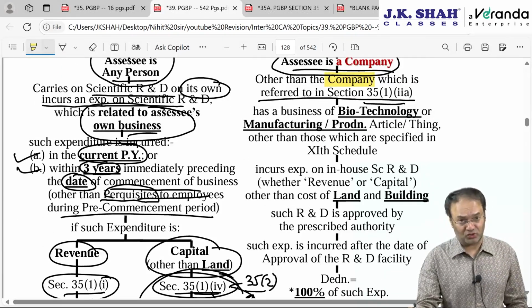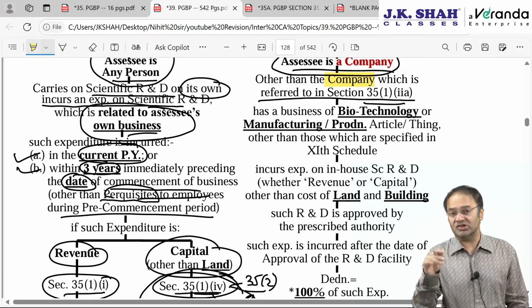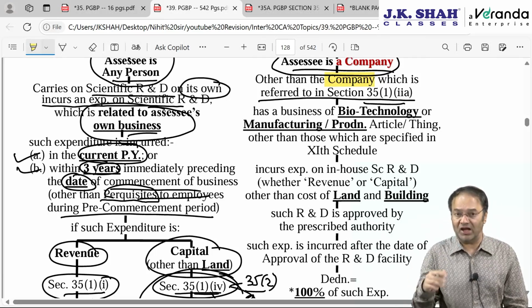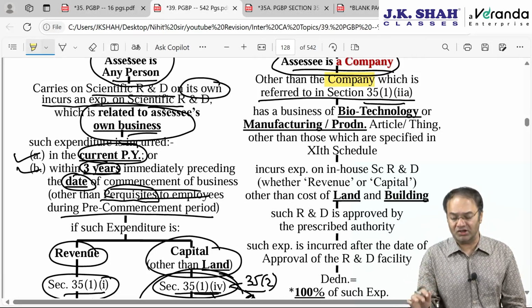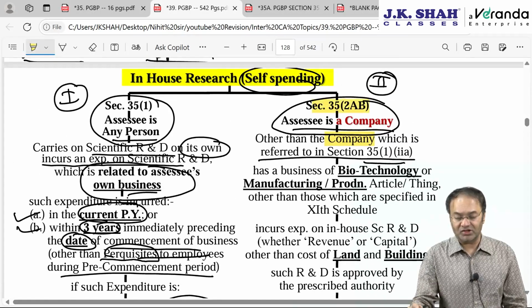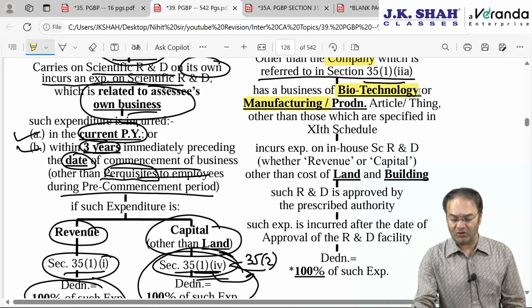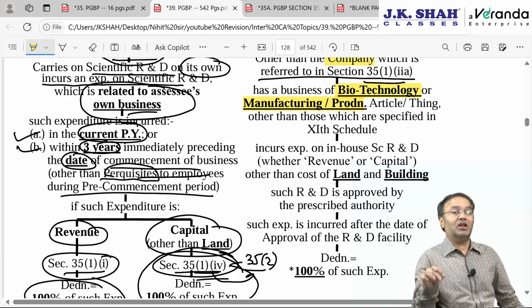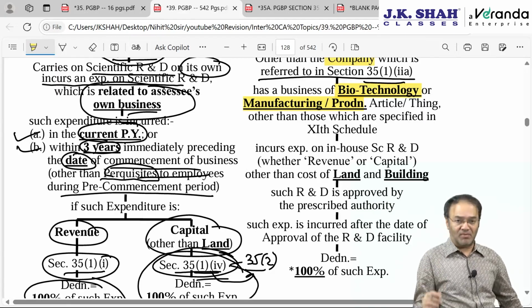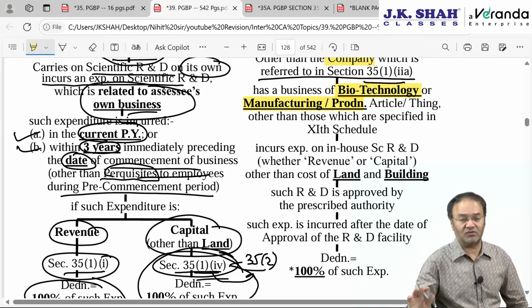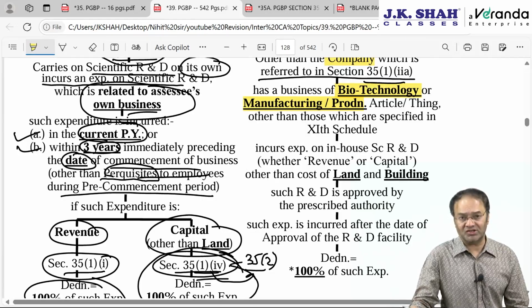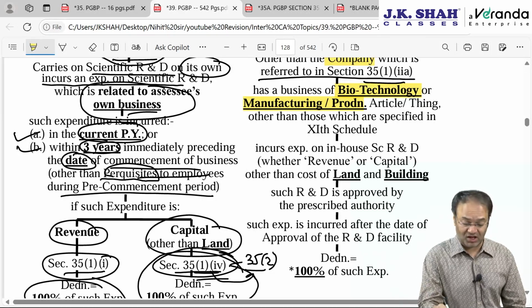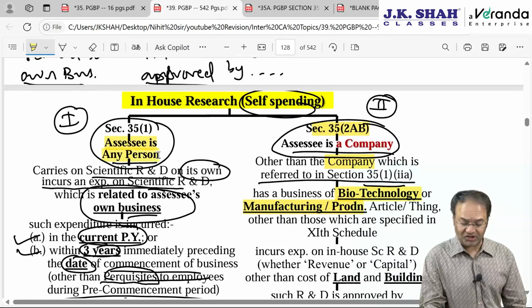Important condition here, the assessee should be a company and not only an ordinary company. Say even JK Shah Classes is also a company, Veranda is also a company, but they won't get deduction under this subsection 2AB, because here the company should be either engaged in biotechnology or engaged in manufacturing or production of an article or a thing. Manufacturing company or biotechnology company. The moment in exam they give you a biotechnology company or manufacturing company, it should click in your mind. Here, a service providing company cannot claim. Like the coaching class industry, JK Shah Classes cannot claim. But JK Shah Classes can claim under this category, where the assessee could be any person without any further condition with regard to manufacturing.